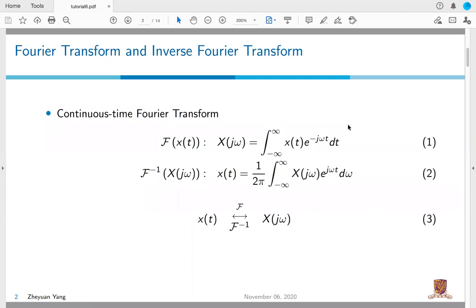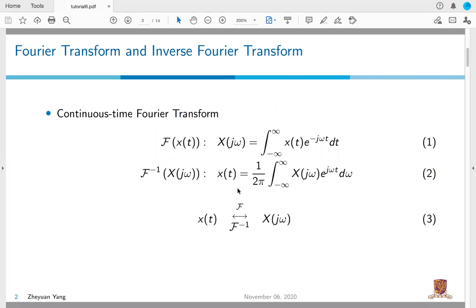First, we learned the Fourier transform of continuous time signal, which is called the continuous time Fourier transform. We use it to convert a signal in continuous time domain into a signal in frequency domain. We denote it as the capital X(jω). It is equal to the integral from minus infinity to infinity of x(t) times e to the power minus jωt. We also have the inverse continuous time Fourier transform, where we convert the signal in frequency domain back into the time domain.